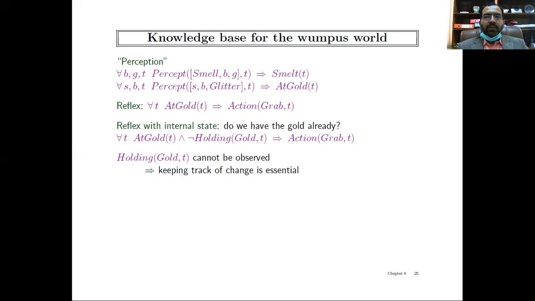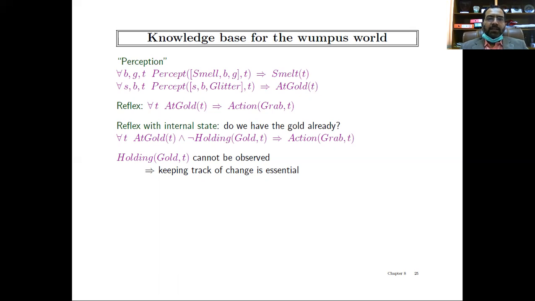So let's suppose the agent reaches a particular state where the gold is, so the appropriate action will be to grab it. That is represented as a reflex action, and you can see that it represents the statement: for all t, at gold t implies action grab comma t. So this is an FOL statement where t is the variable, at gold is a predicate, and action itself is a predicate, and grab comma t is to be invoked.